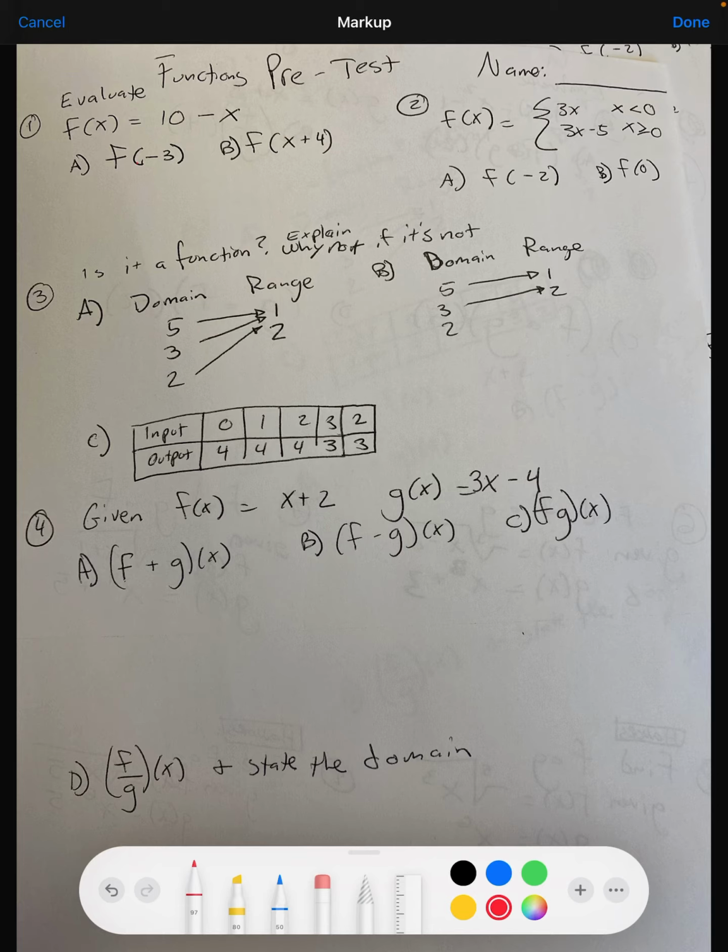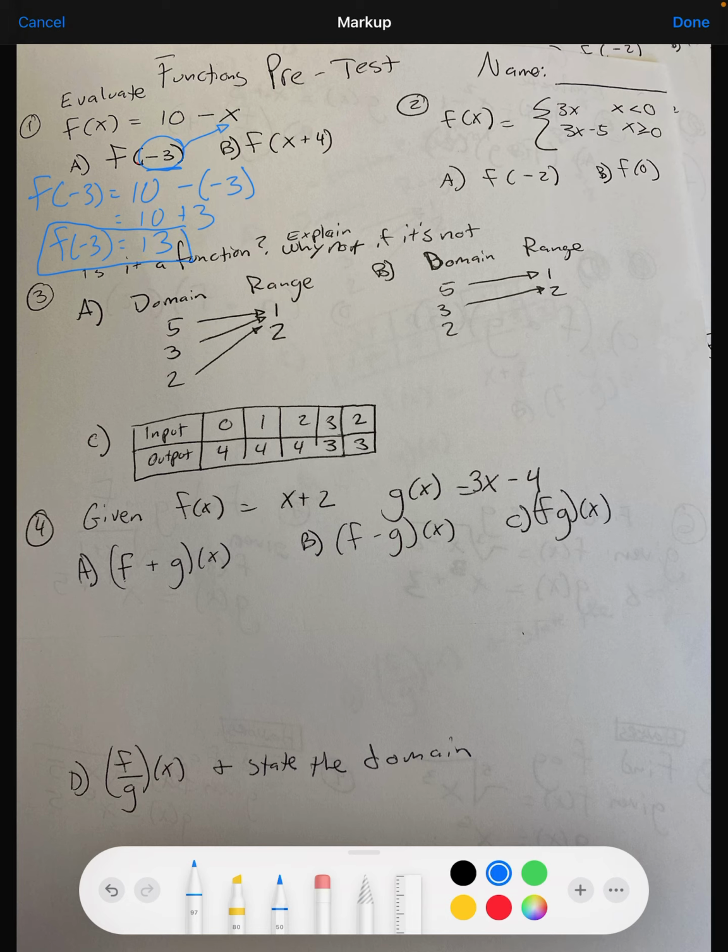Doing functions pretest. Okay, number one, they are asking if we have an input of -3, what is our output going to be? Take -3, plug it in for x. F of -3 equals 10 minus -3, since -3 is our x. So that gives us 10 plus 3, which is 13.